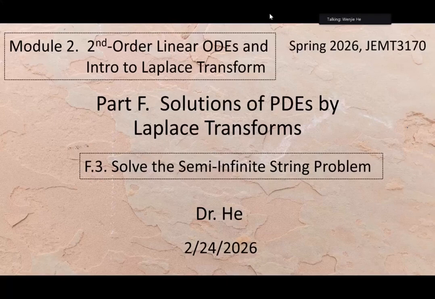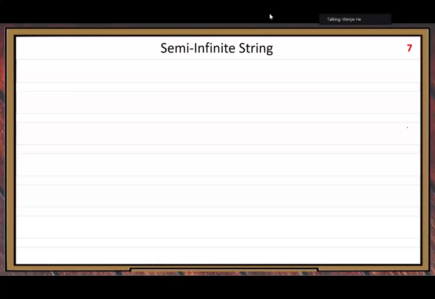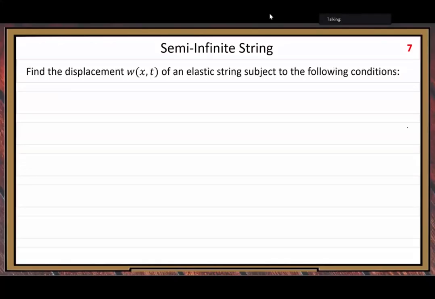First, let's get the problem, and we try to solve it. Semi-infinite string. Find the displacement. Here we use the W function, because we already use the U function to represent the Heaviside function, and we want to avoid confusion if we still use the U function. So here we use the W function.